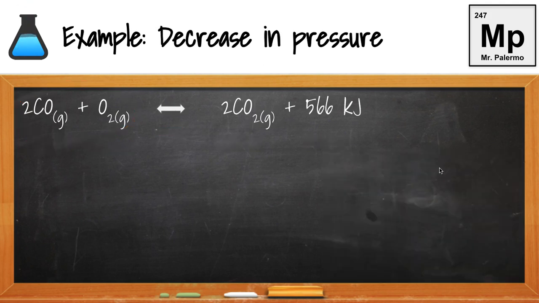Now let's look at what happens when we decrease pressure. Again, the side that has more moles of gas is the reactant side in this example. So by taking away pressure, it's going to get a shift back towards that side in order to reestablish equilibrium. And so now everything on the reactant side is going to increase, and everything on the product side is going to decrease.